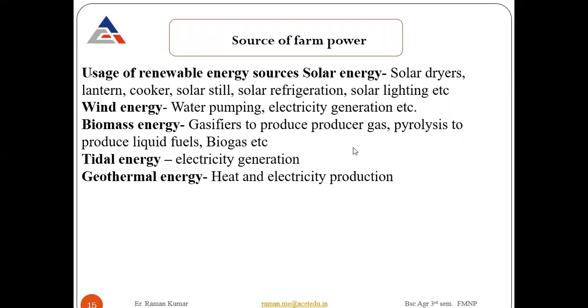Solar energy. So where will we use this solar energy? Look here. Solar dryer, lantern, cooker, solar still, solar refrigeration are also there. Solar lighting is also there. So these are all the places where we will use solar energy.